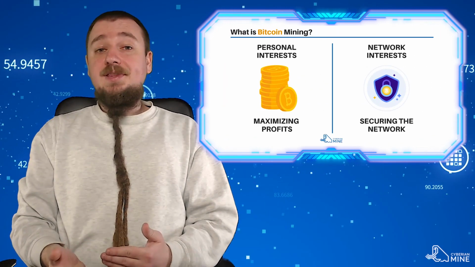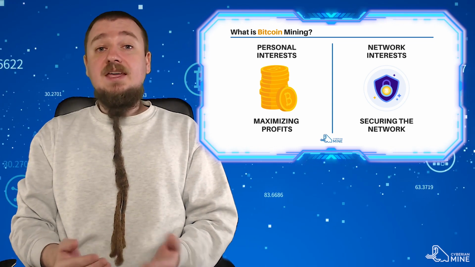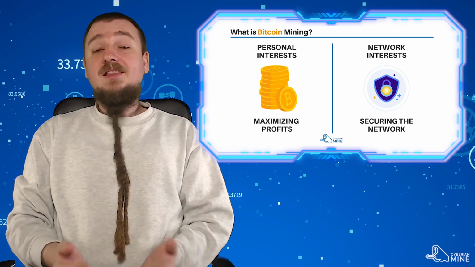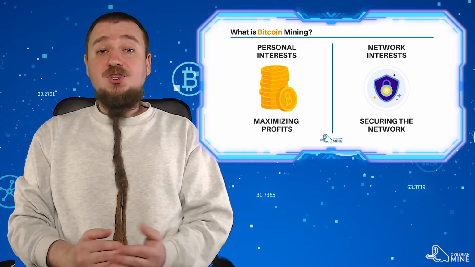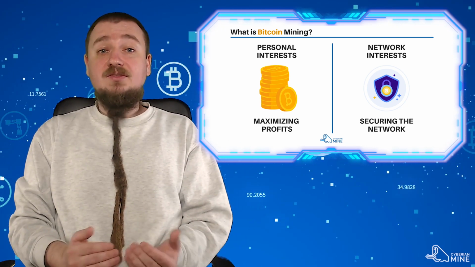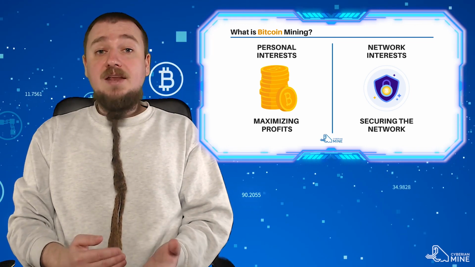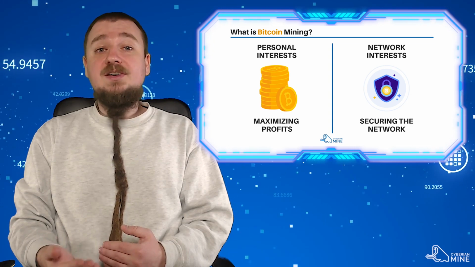The next key ingredient in our Bitcoin cocktail has to do with aligning interests through incentives, in this case token distribution. On the one hand, we have the personal interest of each miner, which is to maximize profit, and on the other hand we have the interests of the network, which focus on security. And these two interests are aligned through the method by which new Bitcoins are distributed.